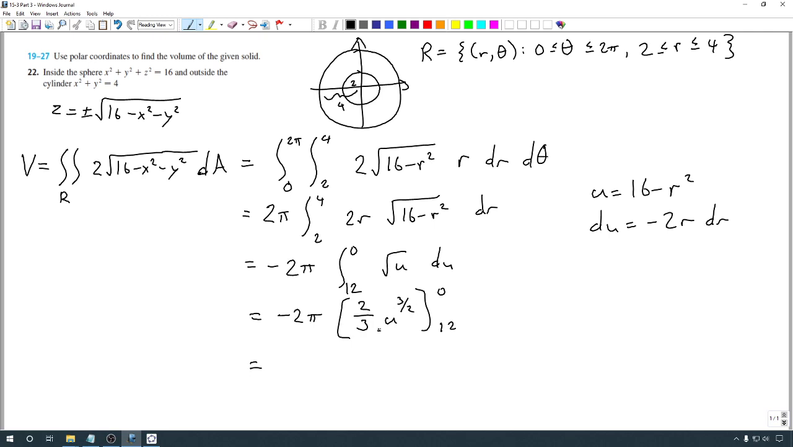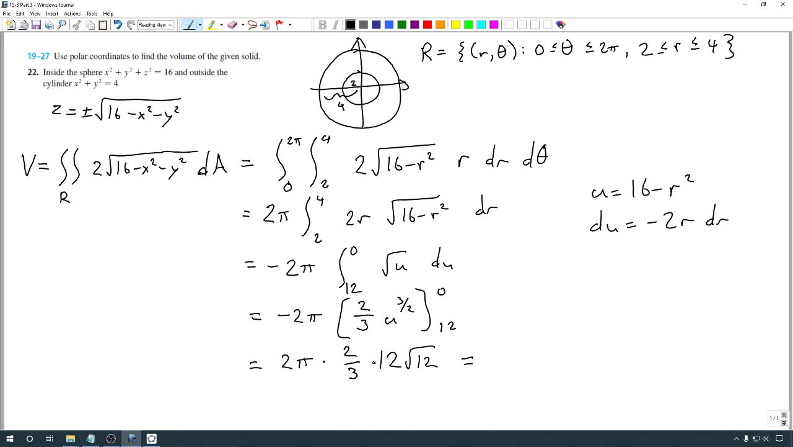Plugging in 0 gives us nothing. Plugging in 12 doesn't really simplify right away, but one thing to note is that we are subtracting it, so it's going to get rid of the minus sign. You get 2 pi times 2 over 3, and I'm going to write 12 to the 3/2 power as 12 times square root of 12, because then I can go ahead and actually simplify some stuff.